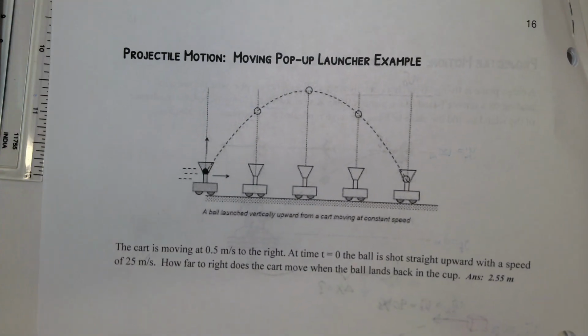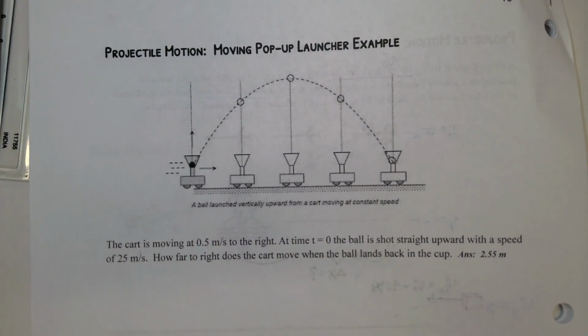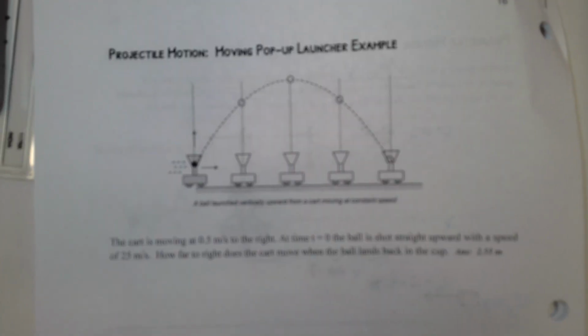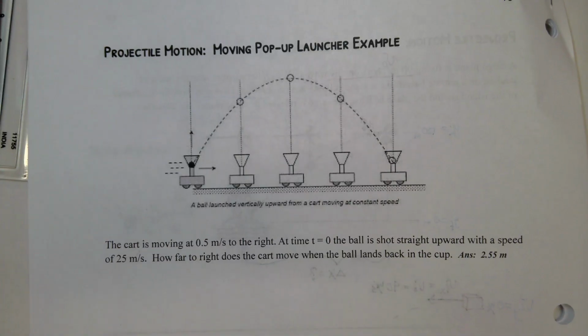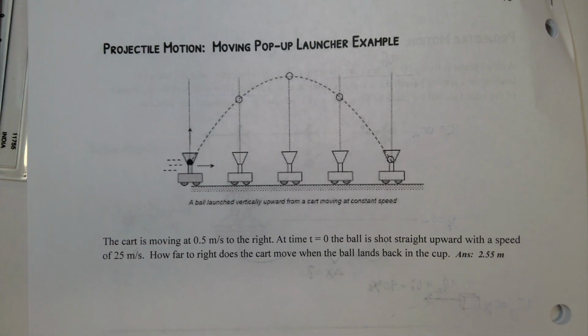If you take a look at the next page, it looks like we have a launcher here, right? So the cart is moving at 0.5 meters per second to the right at time t is equal to 0. The ball is shot straight upwards with speed of 25 meters per second. How far to the right does the cart move when the ball lands back into the cup? Well, before I solve this, I want to show you a little demonstration.